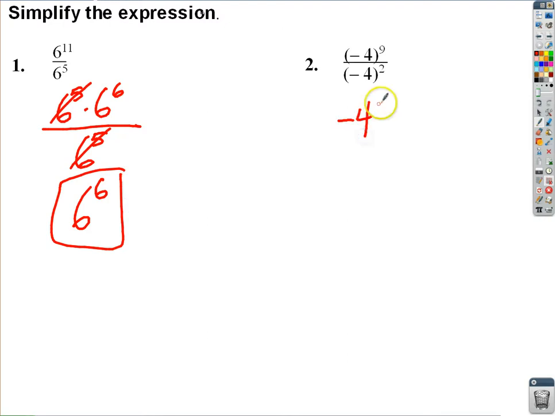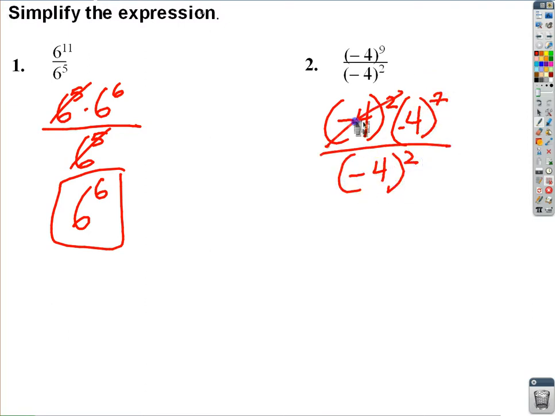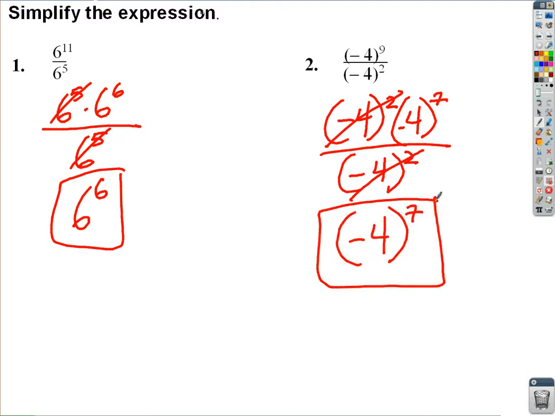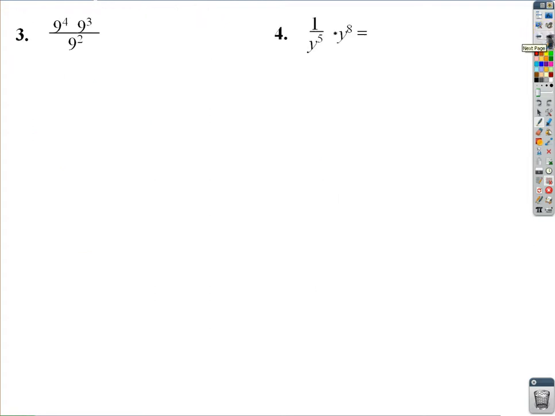Negative 4. I can break this down to negative 4 squared and negative 4 to the 7th power over negative 4 squared. Negative 4 squared divided by itself is going to equal 1. So I get negative 4 to the 7th power. Okay. I'm hoping you got those, right? So let's move it up. Let's try a couple more here.